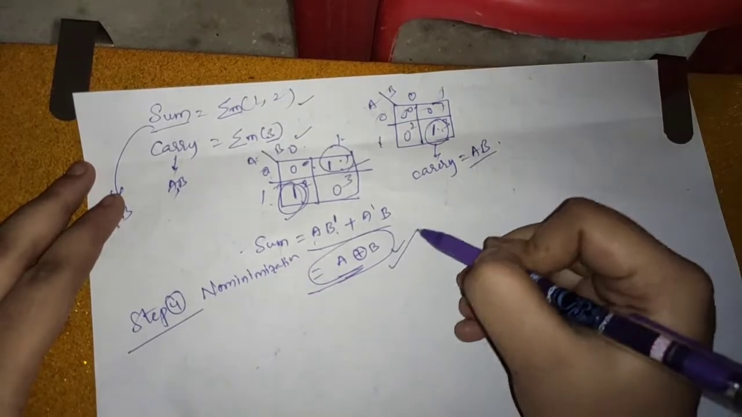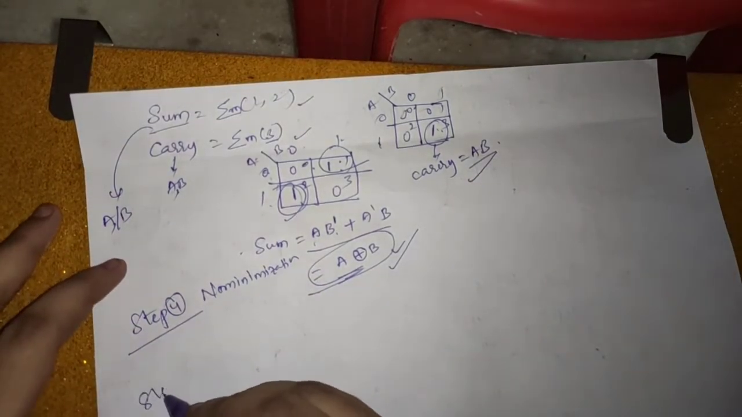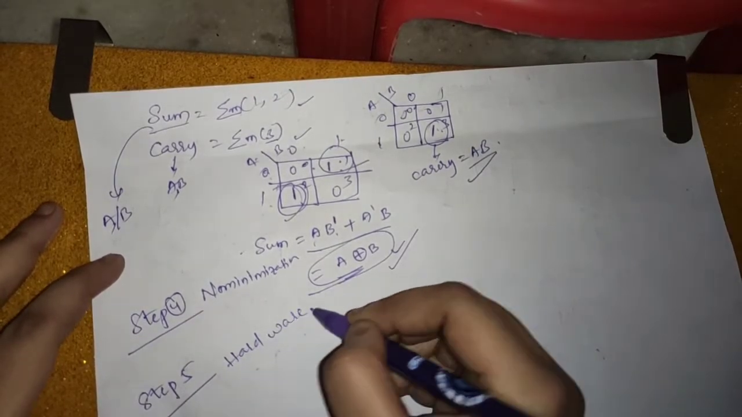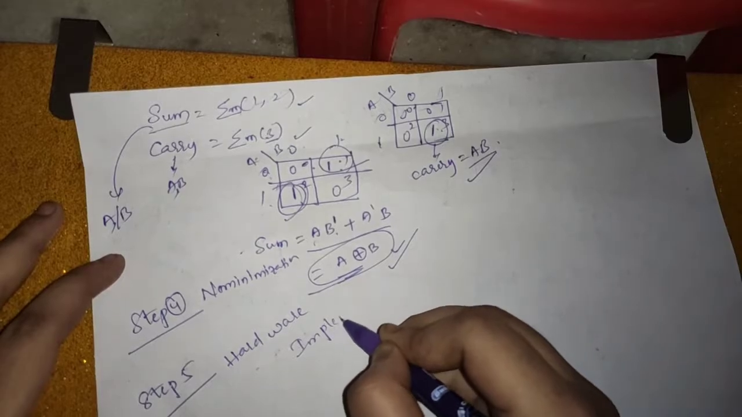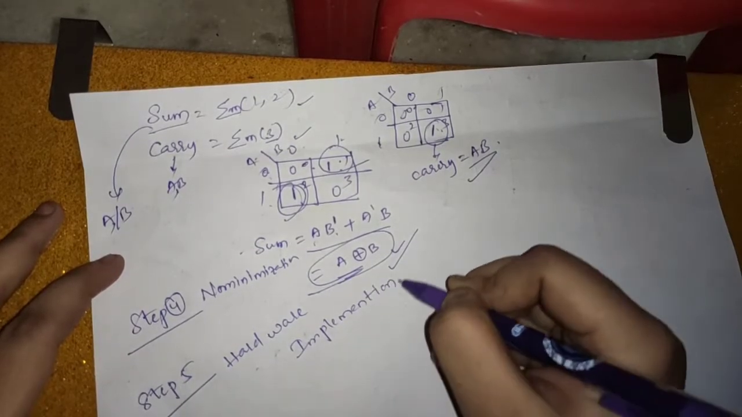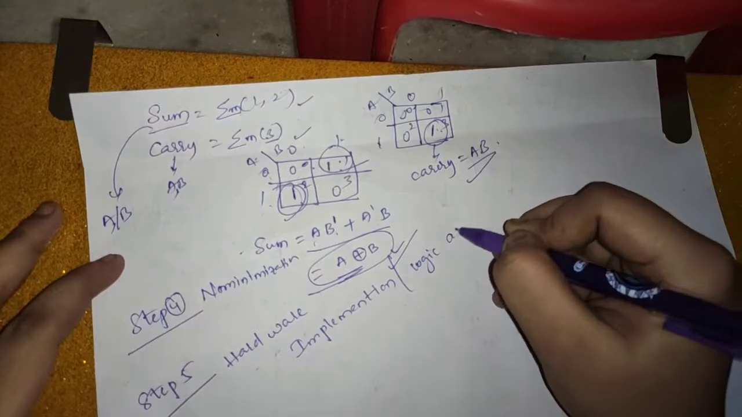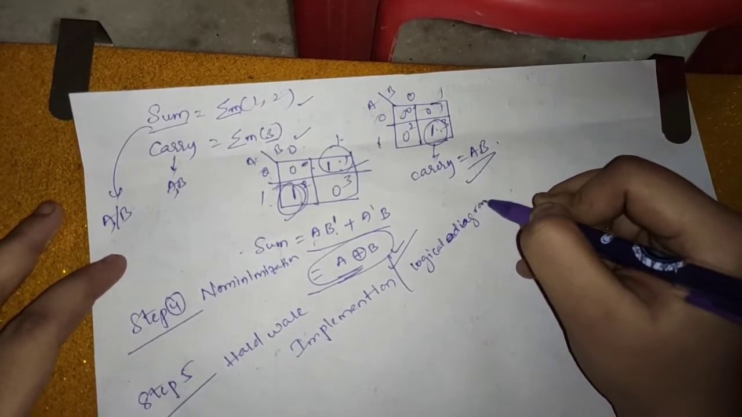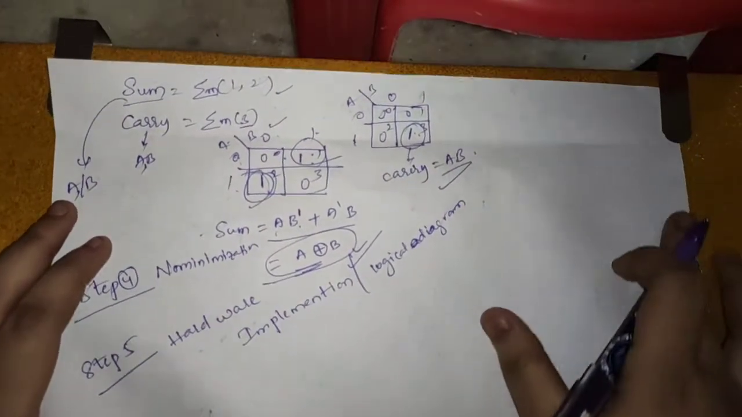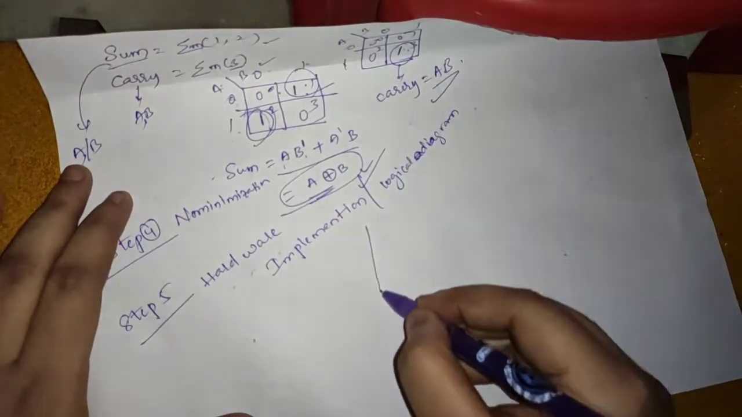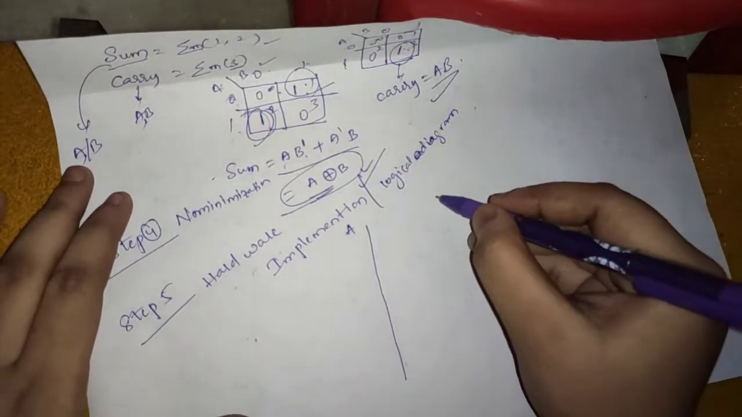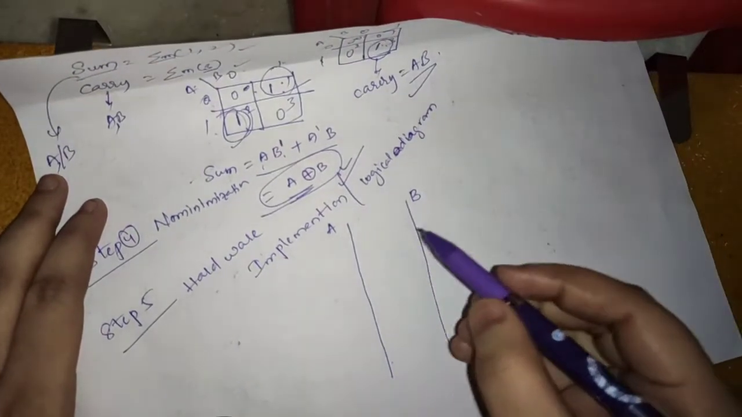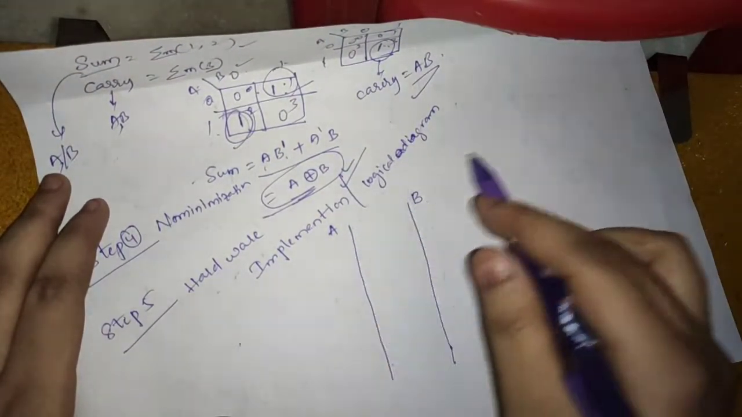The functions are this and this. Step 5 is the hardware implementation, or also can be called logical diagram. So how to draw this? Let us take A and this is B. So this is A and this is B, two inputs.